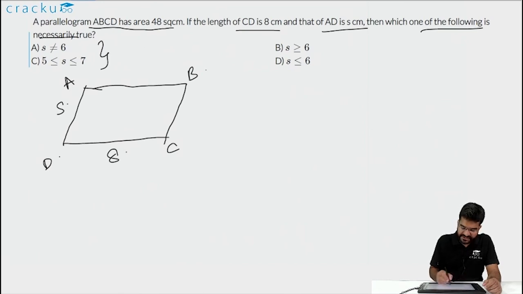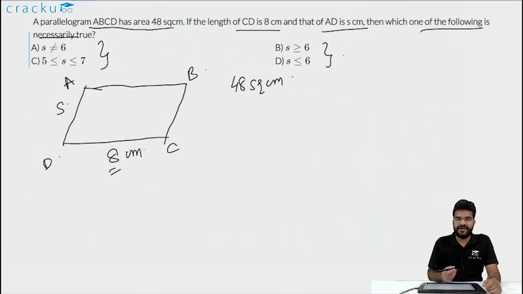So if you look at the options, we are required to find out the range for S. So we are given that the area of the parallelogram is 48 square centimeters and we are given the length of the base, this equals 8 centimeters. So we know that the area of a parallelogram is equal to base into height. So what exactly is height? Height is the length of the perpendicular that is drawn to the base from one of the vertex. So let us assume that this is equal to h.